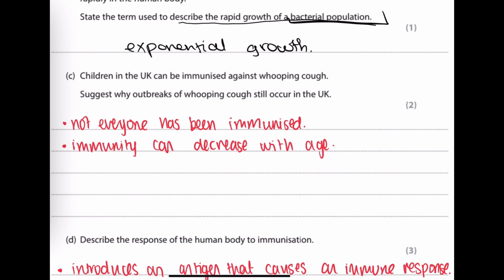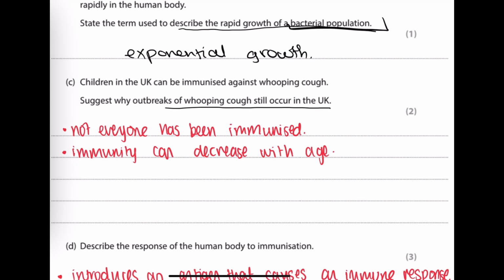So C, children in the UK can be immunized against whooping cough. Suggest why outbreaks of whooping cough still occur in the UK. This could be lots of different reasons. It does say over here 2, which means we only need a minimum of 2 points. They'll only mark us that. However, I recommend putting as many points as you can think of, since it doesn't say exactly how many you need. One might not be correct, but at least you have a different one that could be correct.